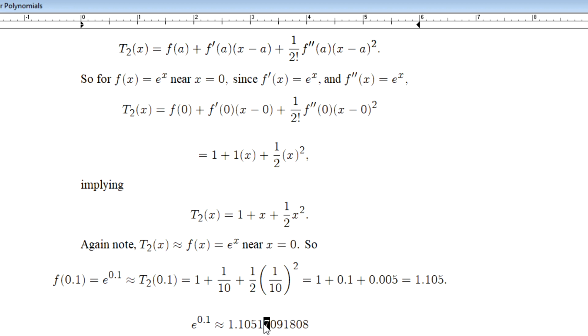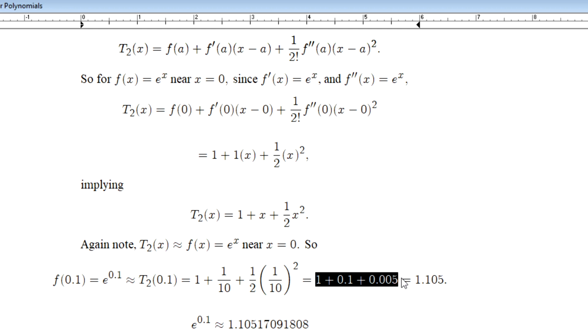round this 7, use the 7 to round to the nearest 10,000th. Round our e to the 0.1 to the nearest 10,000th here. This would be 1.1052. We have 1.105. There's really only a difference of these two of about 2/10,000ths in value, which is actually extremely accurate. It's starting to get extremely accurate in its precision.